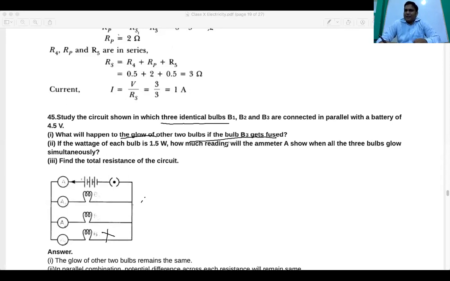So does it happen in a house that if one bulb is fused, the other becomes brighter or dimmer? No, sir, it does not happen. So the same thing applies here also. If B3 gets fused, then there will be no effect on B1 and B2.